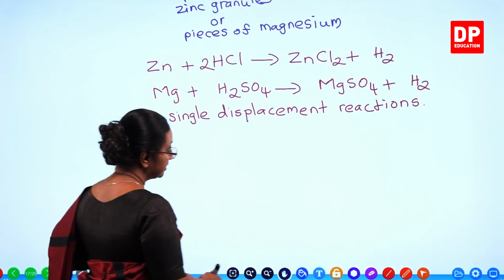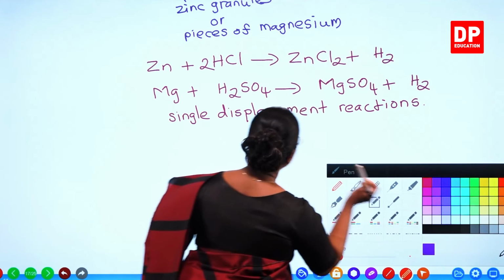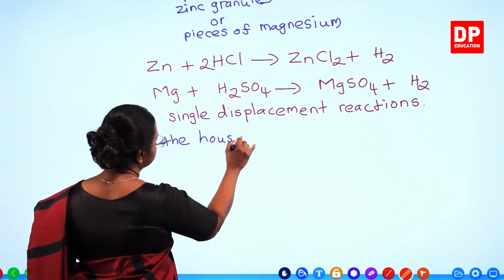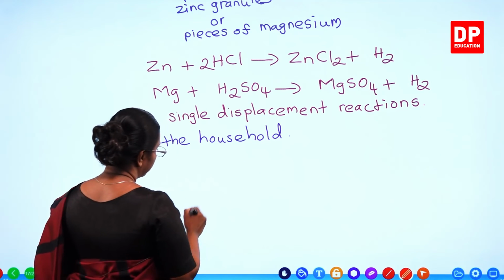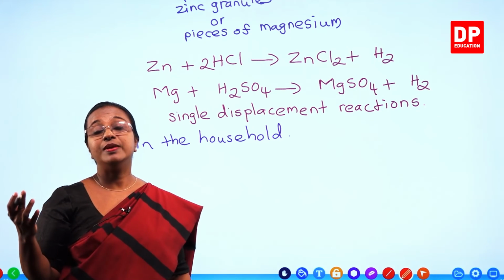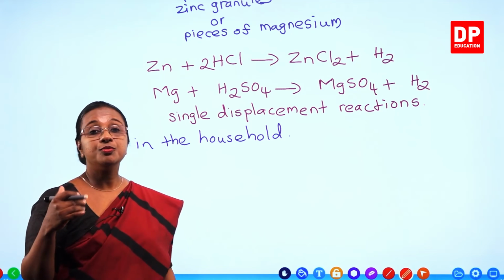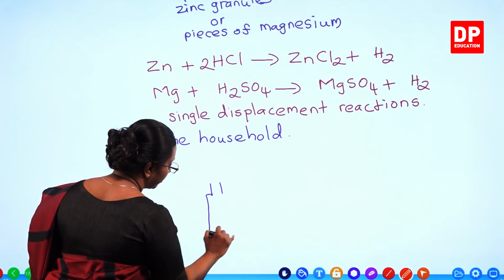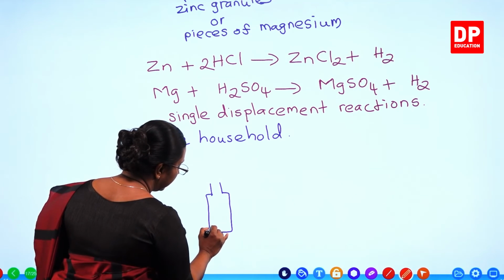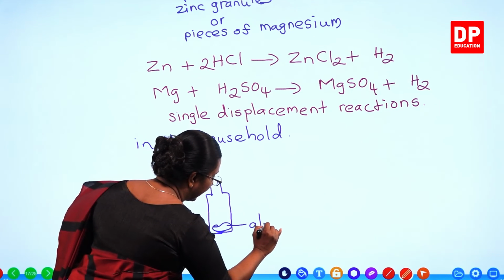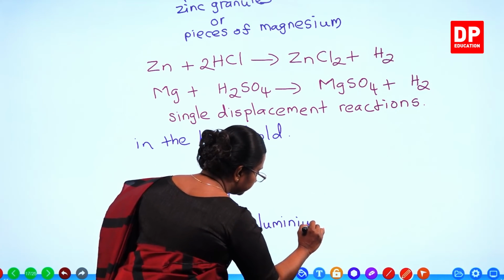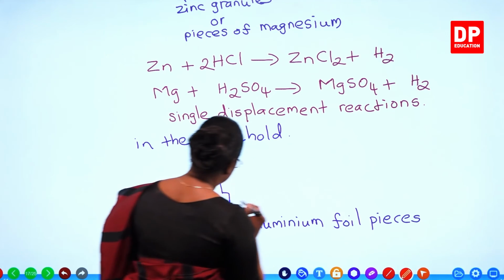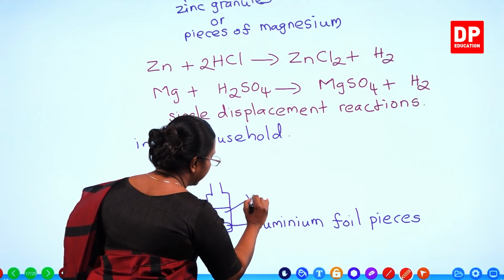So instead of this, in the household, again, here of course, you will not have a conical flask or a test tube. Then what can we use? We can use a glass bottle. So you can take a glass bottle like that, and into that you can put aluminium foil pieces, and to that you can add vinegar.